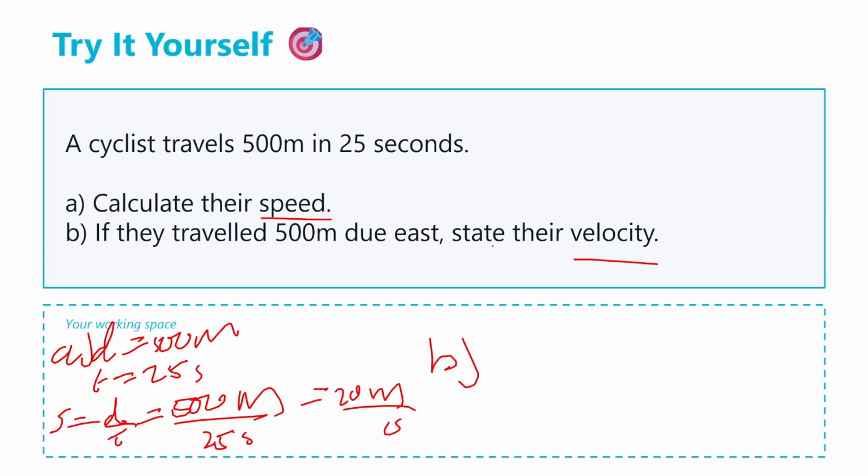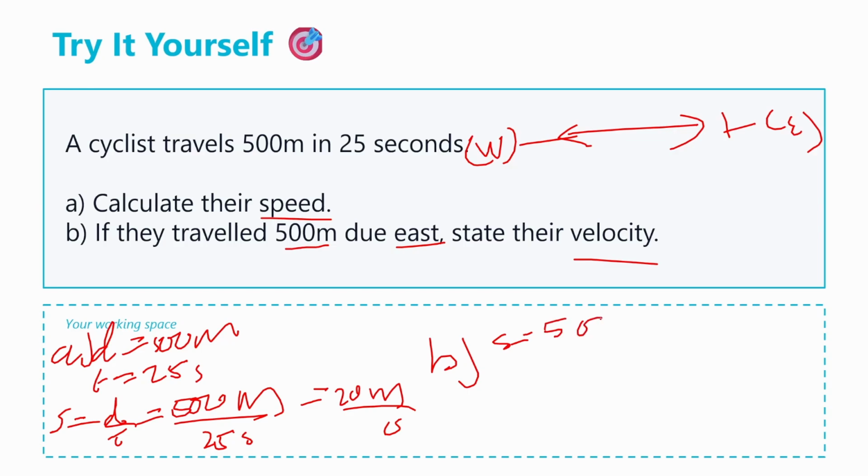Now, velocity is a vector. 500 meters due east. So on the horizontal number line, rightwards or east is usually positive, and leftwards or west is negative. Since it's east, I'm just going to write it as 500 meters. You can also write it as 500 meters i cap, but that's just overcomplicating it and not really required, so I'm just writing s equals 500 meters, right? And time is 25 seconds.